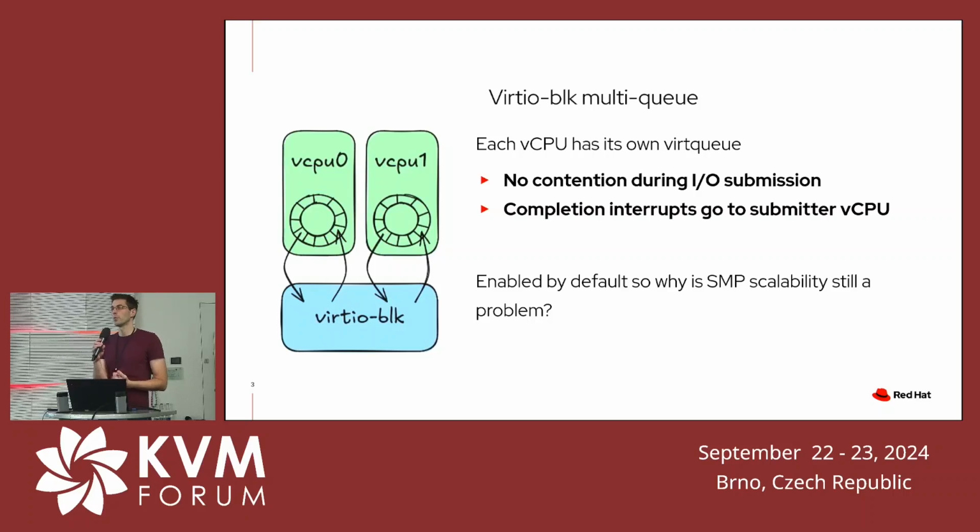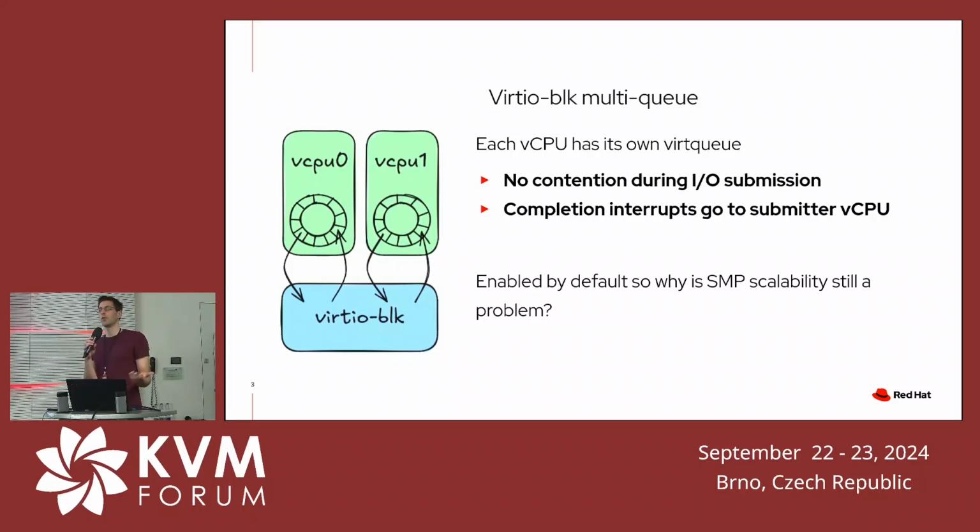The other advantage of multi-queue is that completion interrupts can be directed straight to the vCPU that submitted the I/O, which is where the application is running, where the caches are hot. So that's the best place to be. If you didn't have the ability to direct the completion interrupt to the right CPU, you would have to send it to an arbitrary CPU. And then that CPU would have to notify the actual CPU where the application is about this completion. And that adds latency.